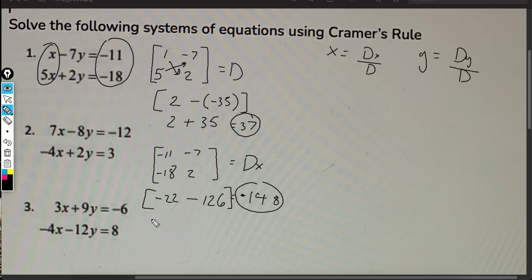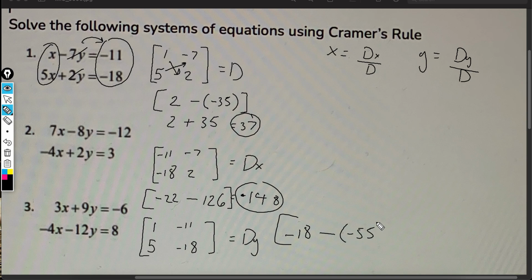Now let's solve for our d of y. So we're going to do another matrix. This time we want d sub y. So how do we do this? Now we're going to keep this guy the same. Our x value, so 1 and 5. And our y's are going to be replaced with him. So -11, -18. That's all we're doing. We're getting rid of him, and using him. So 1 times -18 equals -18 minus, just part of the formula, 5 times -11 is -55.